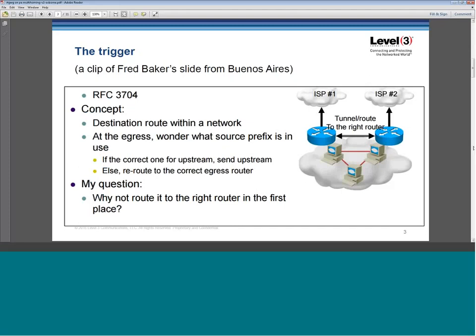So this is a clip of Fred's slide from Buenos Aires, the whole idea of picking the right exit. We understand the problem, but this is what I started with. Very little, well, no V6 specifics here either. Next slide, please.